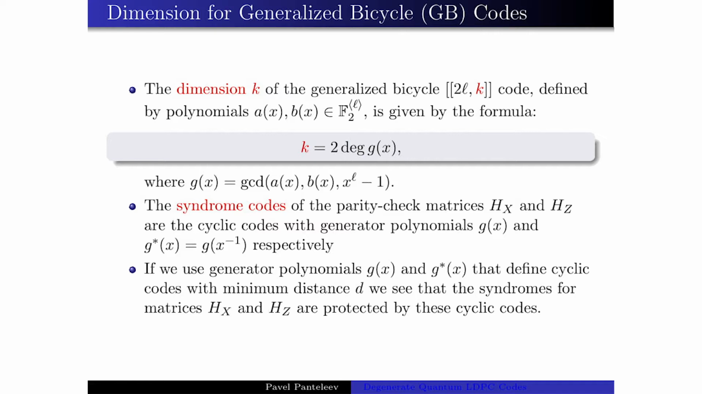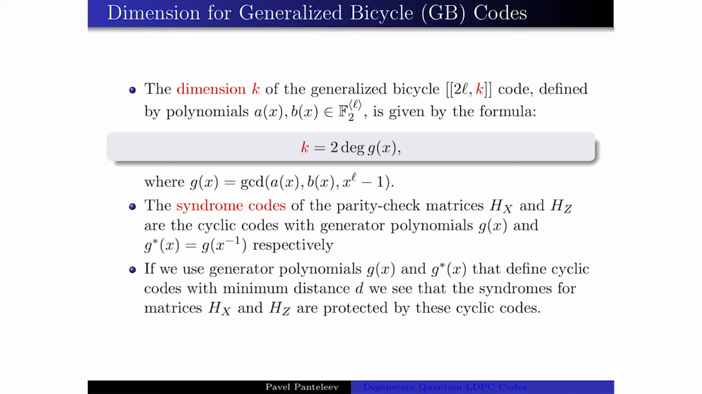And what is important about this? If you are lost, I am talking about generalized bicycle codes obtained from 2 commuting matrices, and these 2 commuting matrices are just circulants, defined by polynomial a(x) and polynomial b(x). If you look at these polynomials, you can immediately calculate the dimension of the corresponding CSS code.